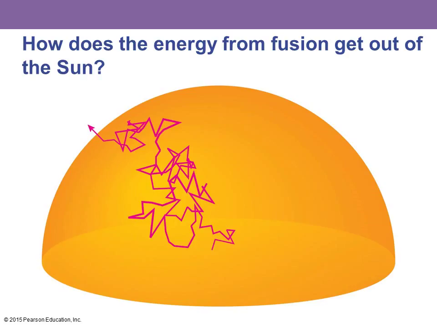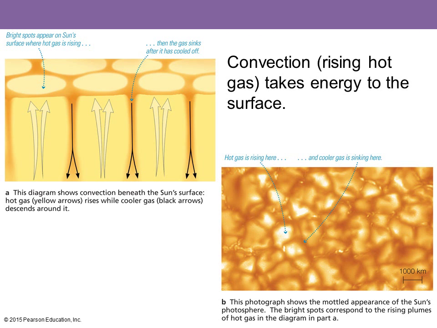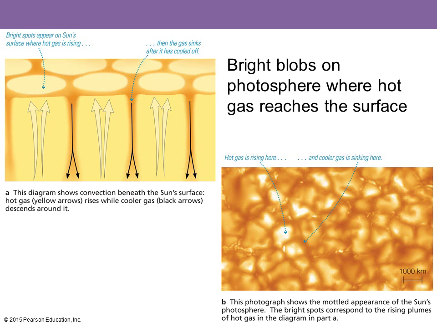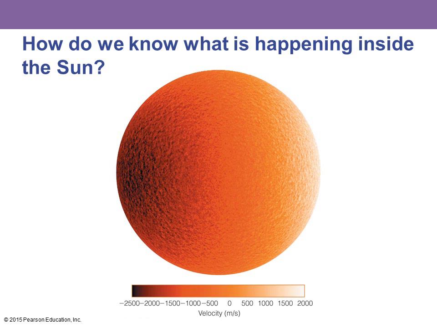So how does the energy from fusion get out of the sun? Well, as you can see by this red line, it's a very random pattern for this energy to move eventually out toward the surface. But it does. It may take many, many years, but eventually it does reach the surface. We see the results of that movement in what's called convection cells. These whitish splotches that you see in the bottom right are where hot gas is rising toward the surface, and the darker areas are where cooler gas is sinking. The bright blobs are where the gas does reach the surface.